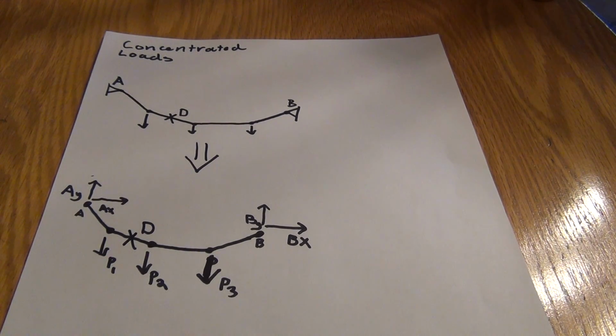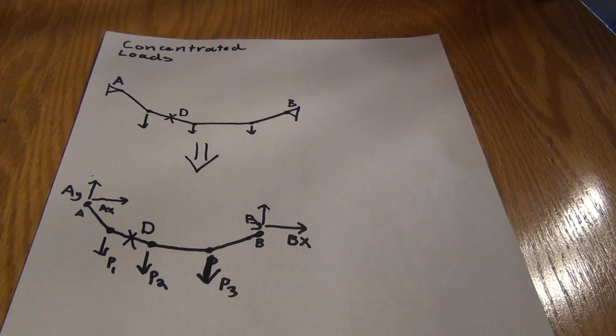Okay, hello guys. We're doing section 7.4 in my Vector Mechanics for Engineers Statics textbook. It's about cables. First kind of cable we're going to look at is a concentrated load cable, and the second will be a distributed load cable.